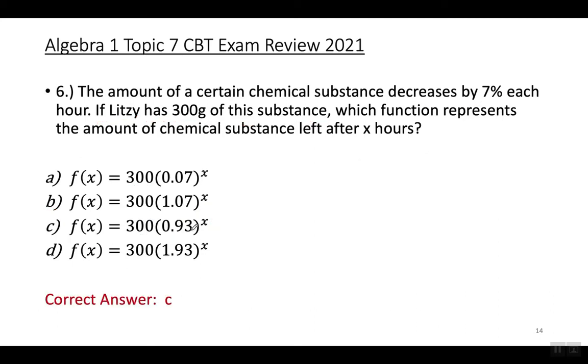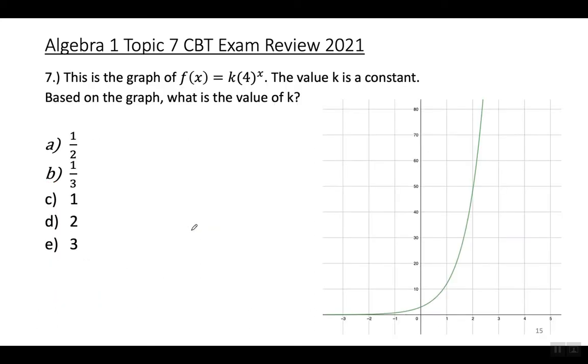All right, again, easy stuff. Let's look at this one. This is the graph of, again, this is imitating what's on the test. I tried my best to imitate as closely as possible what's on the test, while changing up the numbers so it's not the same answer. So this is the graph of f of x equals k times 4 to the x power. The value k is a constant. That means k is a number. Based on the graph, what is the value of k?